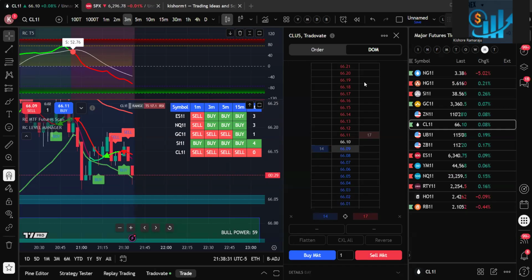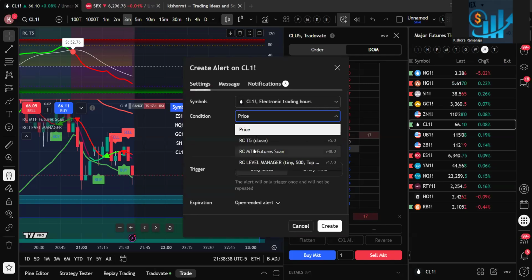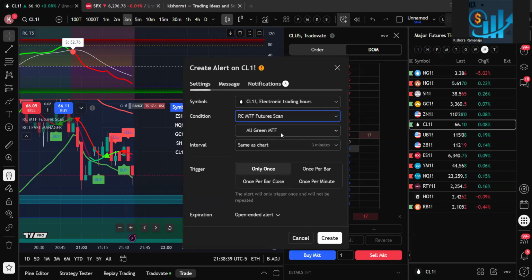Yes, you can set alerts based on the table. Whenever something becomes all green or all red, you'll immediately receive a notification that 1, 3, 5, 15 are all green, or you can also set it for all red. So you immediately know that the ticker became completely bullish or completely bearish. Then you can focus on those tickers and keep taking the trades.